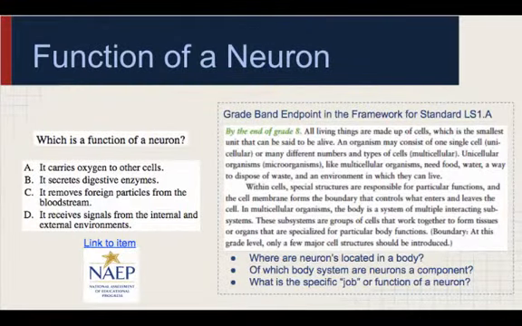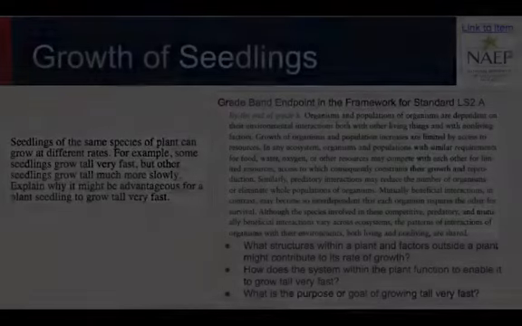Which is a function of a neuron? It carries oxygen to other cells, it secretes digestive enzymes, it removes foreign particles from the bloodstream, it receives signals from the internal and external environments. This NAEP item looks at the job of a neuron, which is a structure part of a larger system. What material makes up a neuron? Why is this important for the function of a neuron? What materials make up other types of cells? How is the material of a cell related to its function?